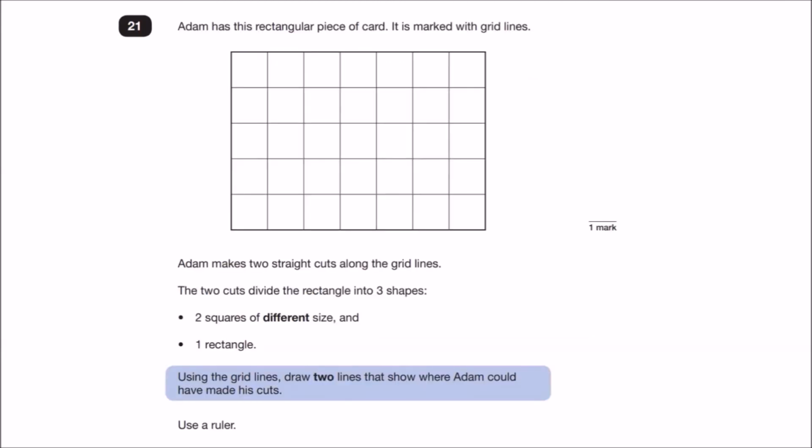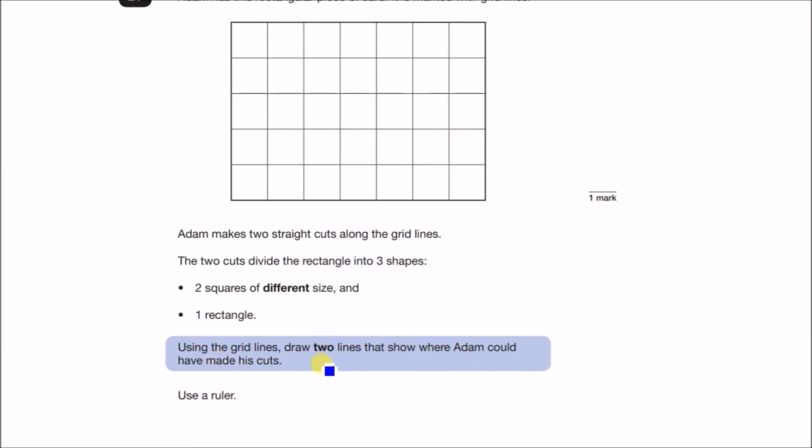All right, number 21. So this question is arguably one of the trickiest questions that they've ever made in any SATs. And here's why. Let's have a look. So Adam has this rectangular piece of card and it is marked with grid lines. All right, cool. Now Adam decides to make 2 straight cuts along the grid lines. All right. The 2 cuts divide the rectangle into 3 shapes. So here they want us to produce 2 squares of different size and a rectangle. Now use the grid lines. Okay, using the grid lines, draw 2 lines that show where Adam could have made his cuts.